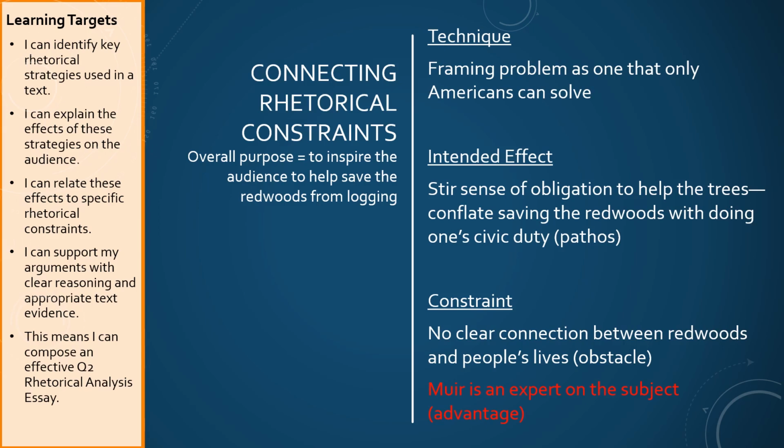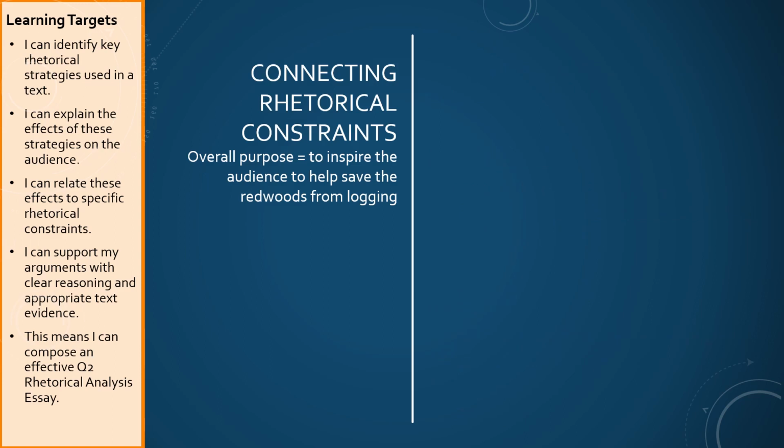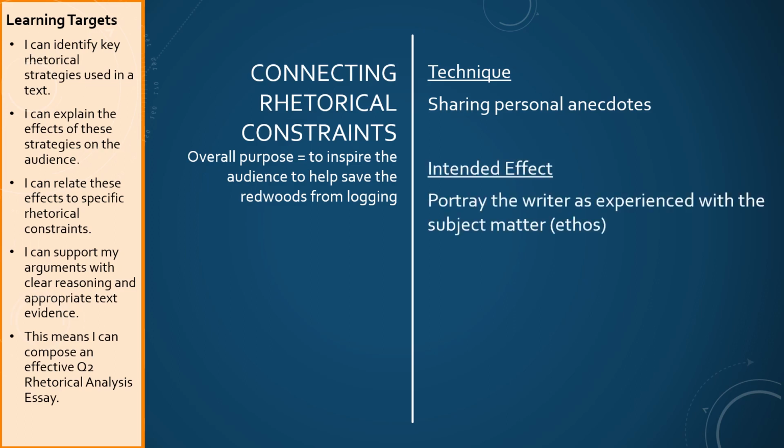If I want to bring up the fact that his expertise helps him, I'd want to make sure that it's in a paragraph where I'm discussing an actual ethos building strategy. So if I wanted to talk about that particular rhetorical advantage, here's the kind of strategy I'd want to talk about in a separate paragraph. I might examine the technique that he uses where he shares his personal experiences with working with redwoods and exploring them, that sort of thing. The intended effect here is to portray John Muir as experienced with the subject matter, making him seem more familiar with it and thus more credible on it.